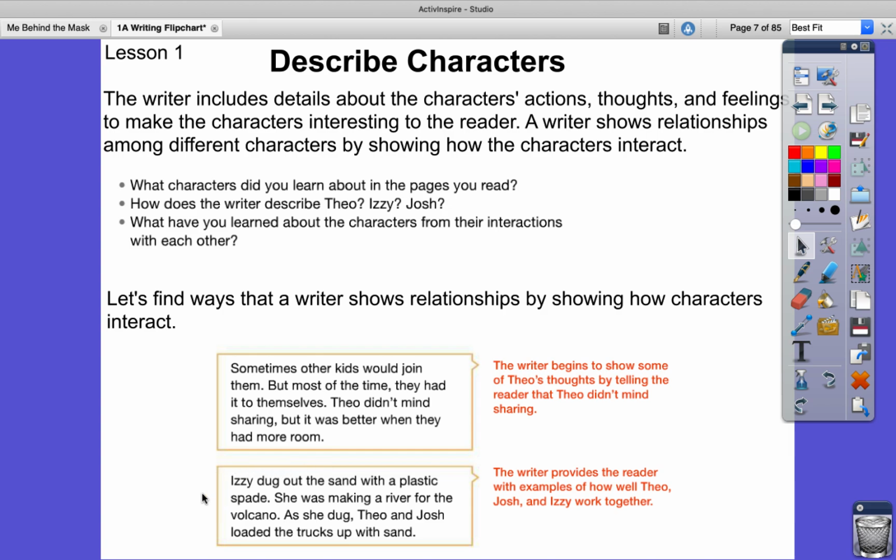Izzy dug out the sand with a plastic spade. So a spade is like a little shovel used for digging. She was making a river for the volcano. As she dug, Theo and Josh loaded the trucks up with sand. So the writer provides the reader with examples of how well Theo, Josh, and Izzy worked together.